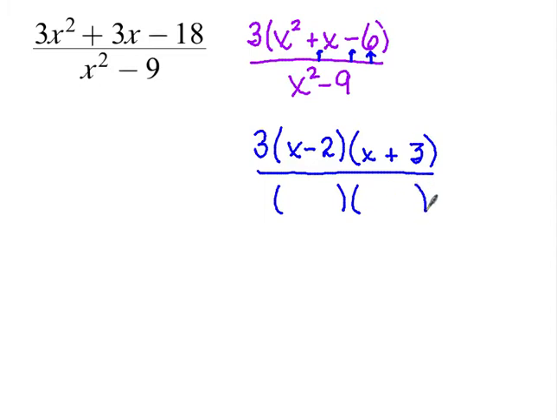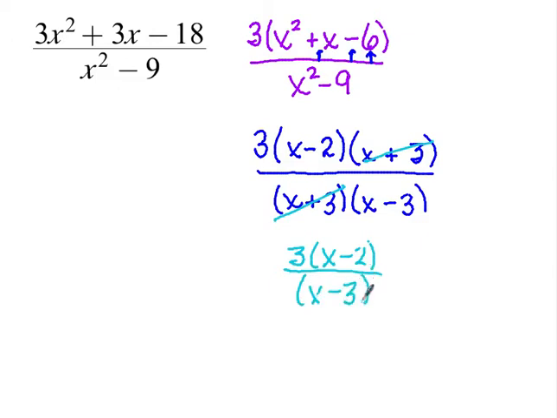Okay, that's the difference of squares, right? You notice they're squares. And remember how we do the squares? X plus 3, x minus 3. Very good. So that's the difference of 2 squares. And now what do you notice happens? Yep, these cancel, and that's going to leave me with 3 times x minus 2 over x minus 3. There you go. That's going to be your final answer.